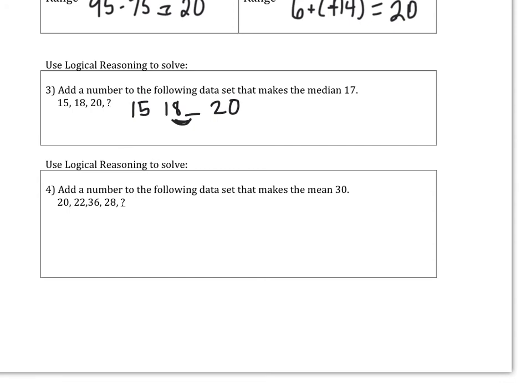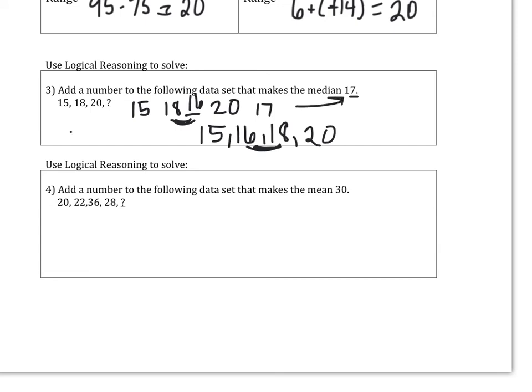If we want the average of those two to be 17, it seems like we would have an 18 and a 16, and the average of that would be 17. So that would be a 16. Those aren't in order anymore, so now we have to rearrange them: 15, 16, 18, and 20. So again, using logical reasoning, these are now our middle numbers. If you have two numbers in the middle, you have to average them to get the median. So when we average those, we get 17, which is what it was asking for.